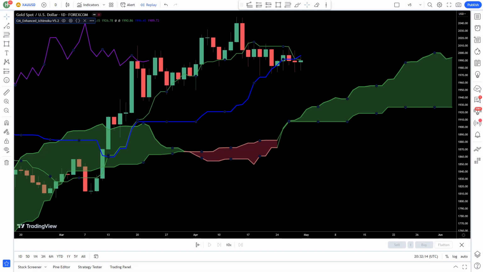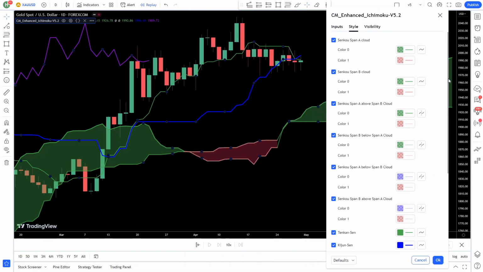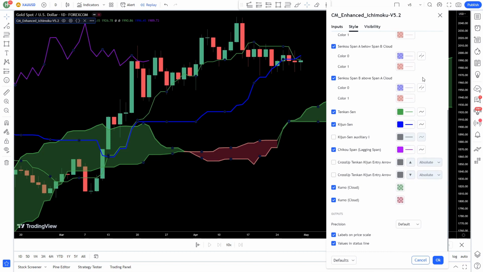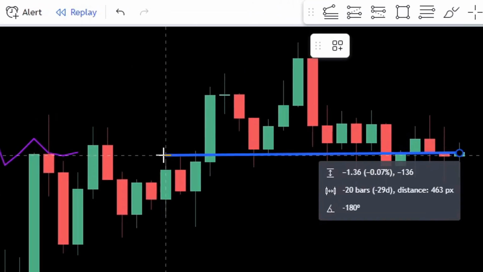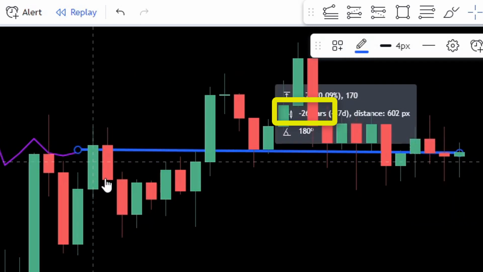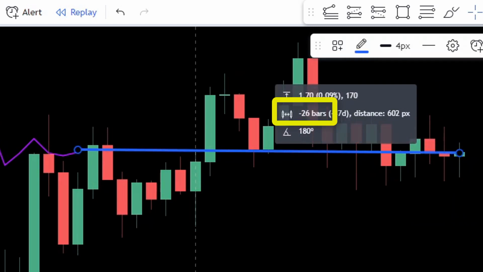The indicator does look a little messy, but once we break everything down, it'll make more sense. Bringing up the settings, there are four main parts: Tenkan Sen in green, Kijun Sen in blue, Chikou Span in purple, and the green and red clouds. Let's take off everything except the lagging span and then go through them one by one. The lagging span is the simplest of the four. All it is, is current price plotted 26 periods behind.